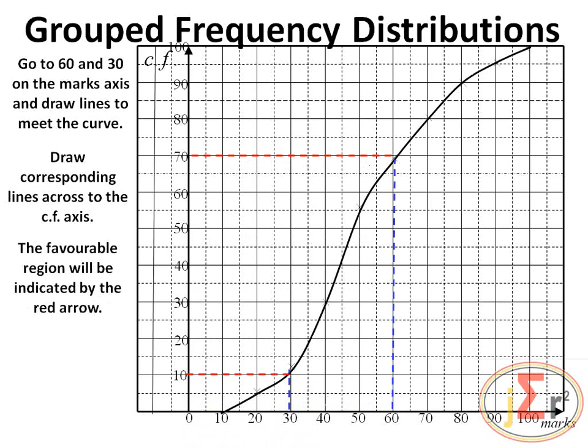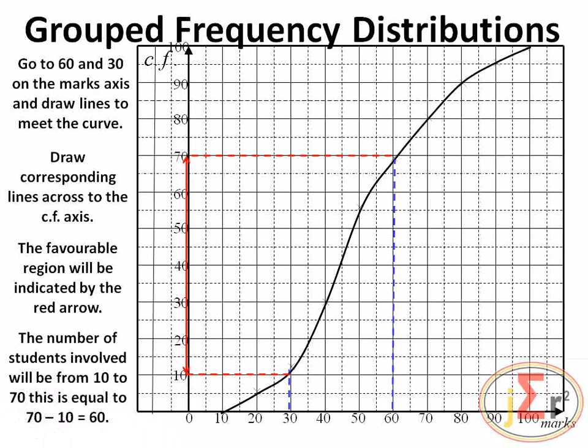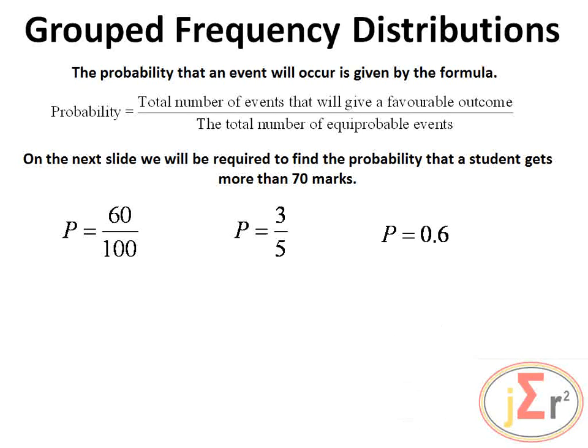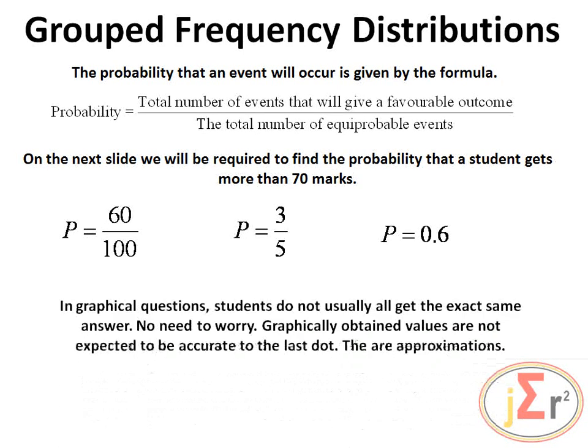The favorable region will be indicated by the red arrow. That's the region between the two markers. The number of students involved will be from 10 to 70, and this is equal to 70 minus 10, which is equal to 60. So the probability is 60 over 100, and that is reduced to 3/5 or 0.6.